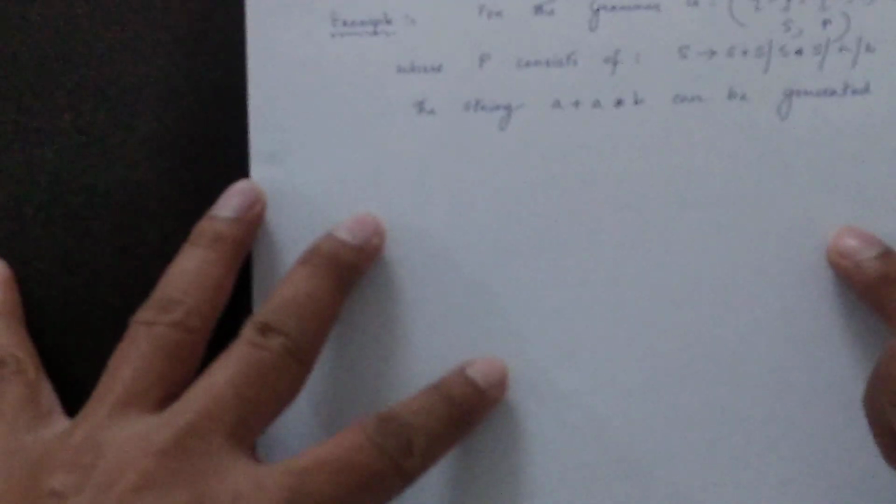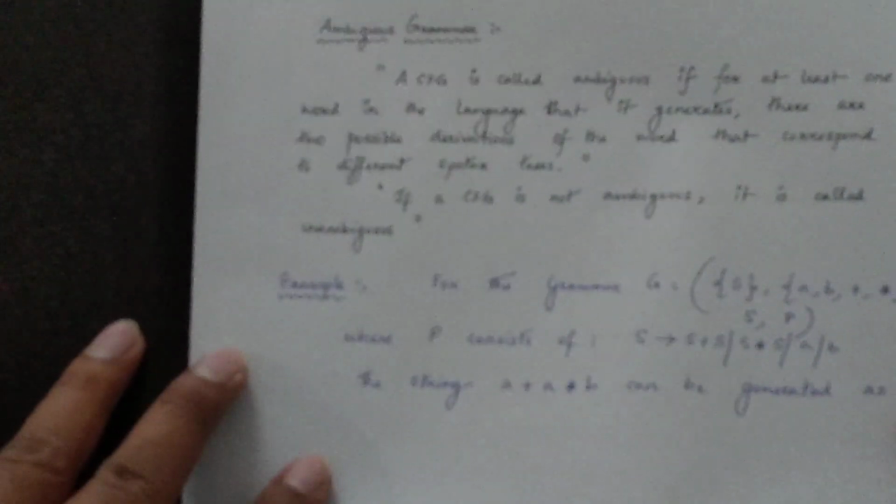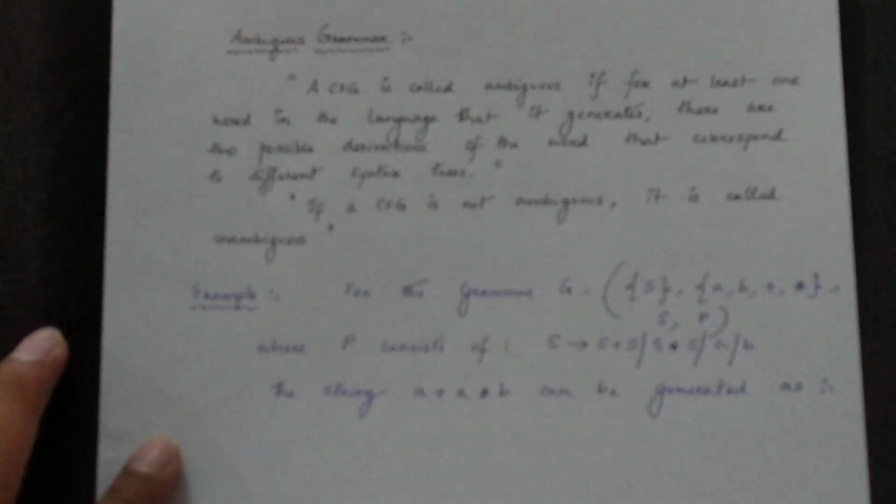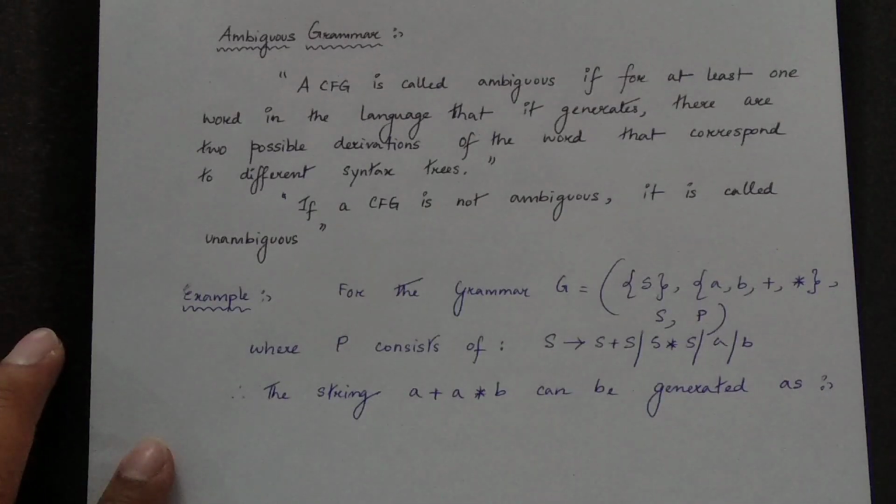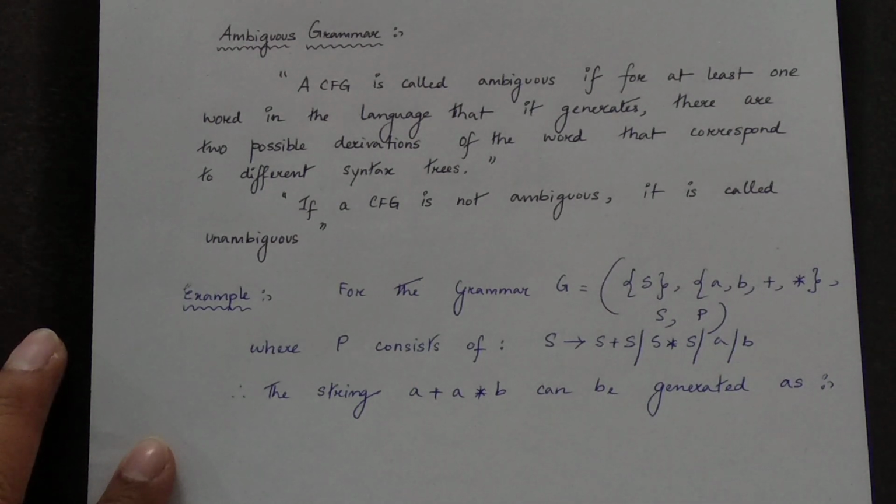Okay, so this is the definition of ambiguous grammar. What does ambiguous grammar say? A CFG is called ambiguous if for at least one word in the language that it generates, there are two possible derivations of the word that correspond to two different syntax trees.